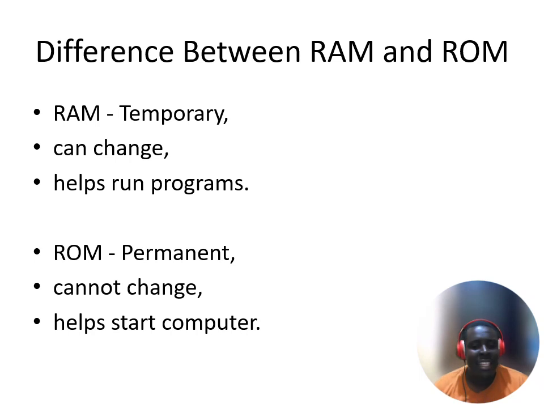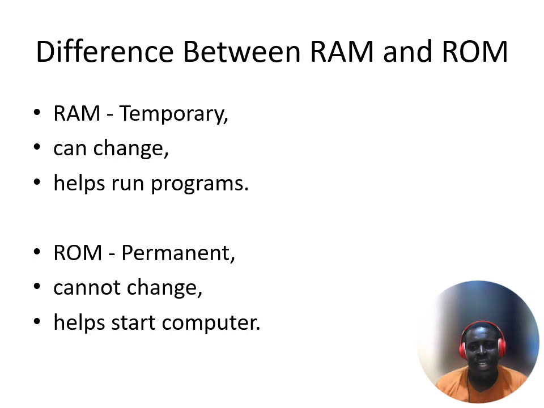Remember these key things because the tests that we'll do would have some of these questions in. So let's go over it again. RAM is a temporary memory, meaning it is a volatile memory. RAM can be changed because it has slots that you can just pick out, clean, and put new ones in. Then it helps programs to run on the computer. But ROM is permanent, cannot be changed, and it helps the computer to start.